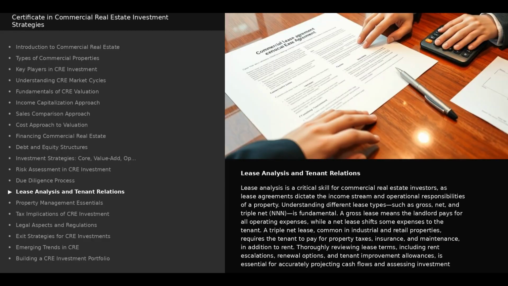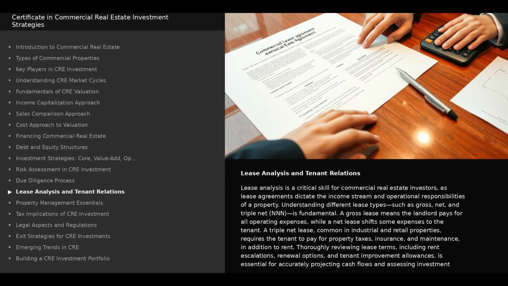Lease analysis and tenant relations. Lease analysis is a critical skill for commercial real estate investors, as lease agreements dictate the income stream and operational responsibilities of a property. Understanding different lease types, such as gross, net, and triple net (NNN), is fundamental.